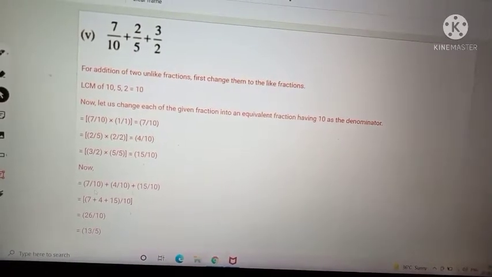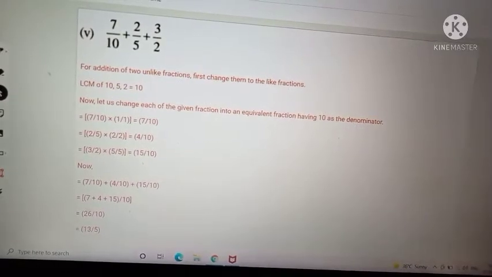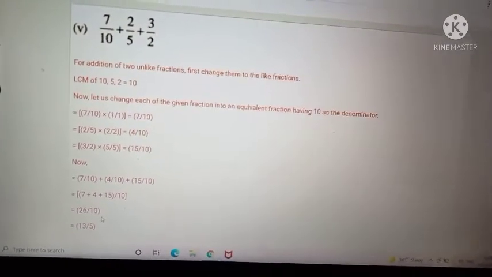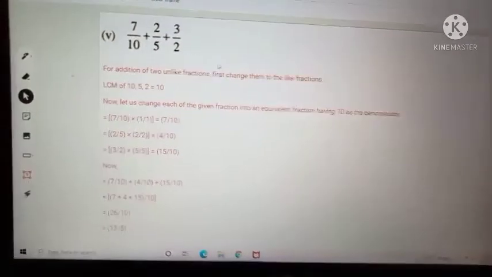Now we are going to add the like fractions. 7 plus 4 plus 15 is 26. 26 by 10. If we simplify, we will get 13 by 5 as the answer.